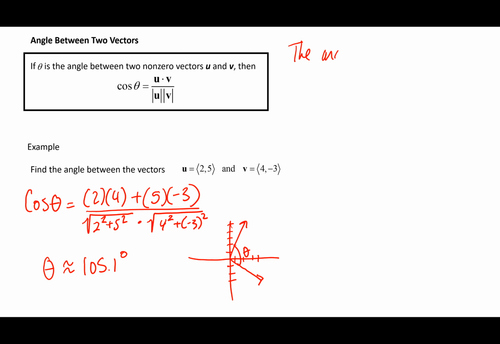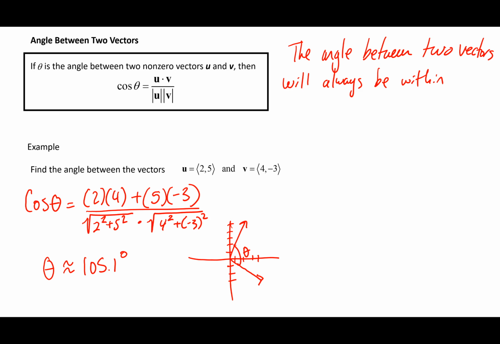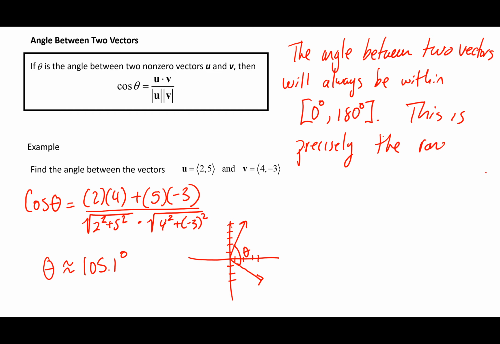So you can see here that the angle between two vectors will always be within 0 to 180 degrees. Well, why does that matter? Why does that mean we don't have to be concerned when we take the inverse cosine? Well, recall that this is precisely the range of the inverse cosine function, right?